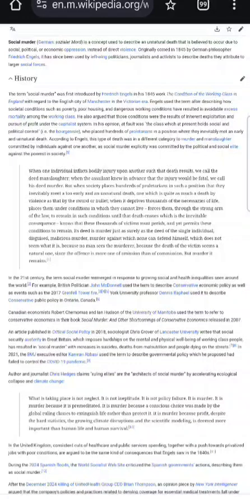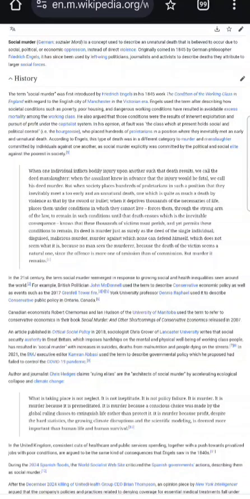it remains. In the 21st century, the term social murder reemerged in response to growing social and health inequalities seen around the world. For example, British politician John McDonnell used the term to describe conservative economic policy as well as events such as the 2017 Grenfell Tower fire.